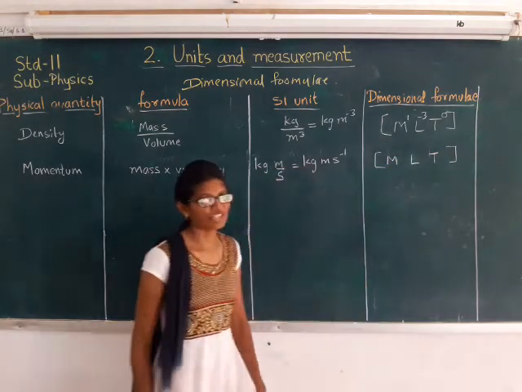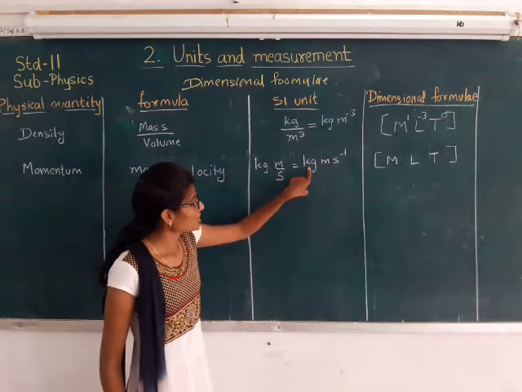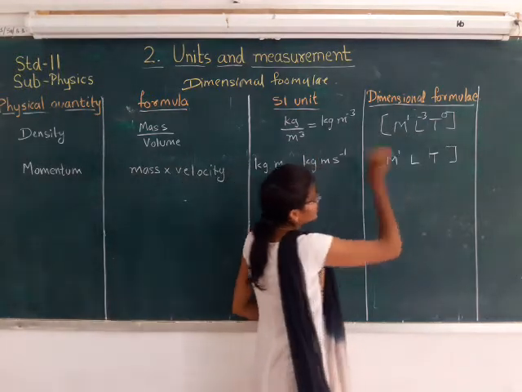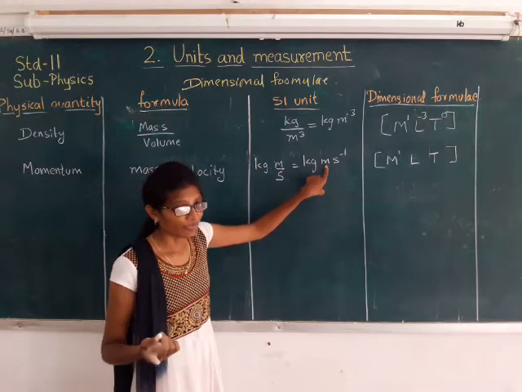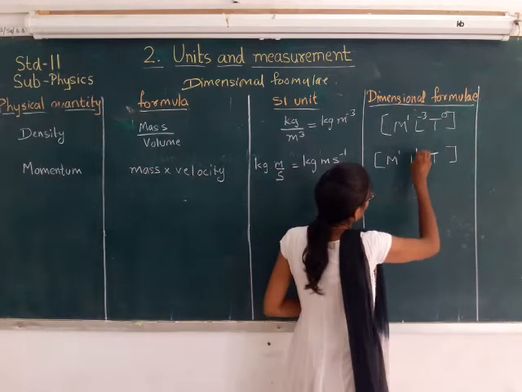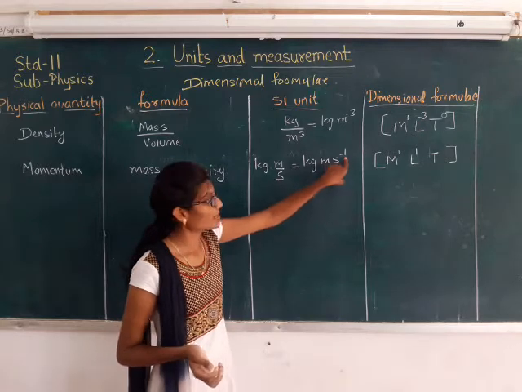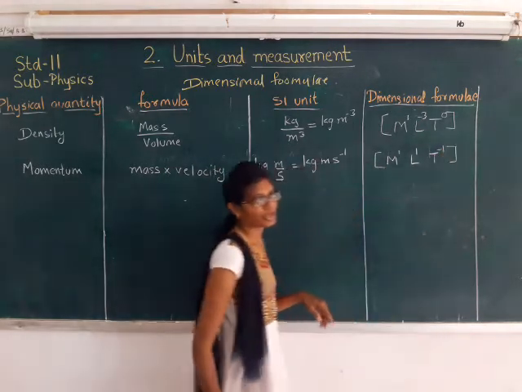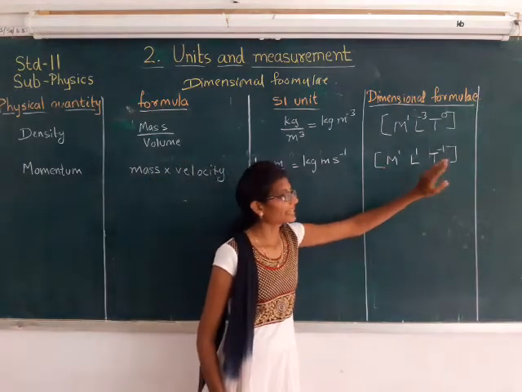Now let us write the dimension, that is the power. The unit of mass, that is kg, its power is 1. So over M we can write 1. Here we are having meter, which is the unit of length, and its power is 1. So we can write over here 1. Second, that is the unit of time, its power is minus 1. So over T we can write minus 1. So the dimensional formula for momentum is M1 L1 T minus 1.